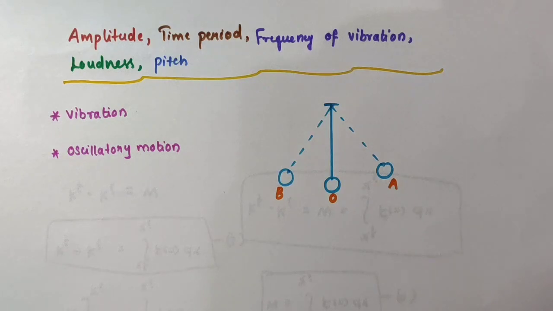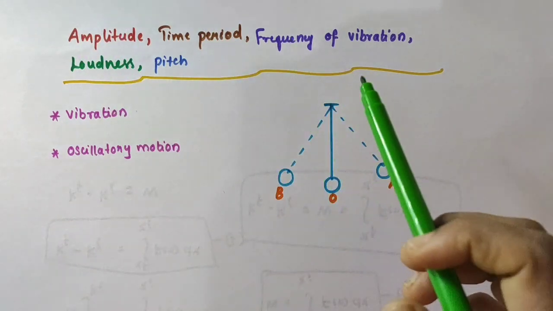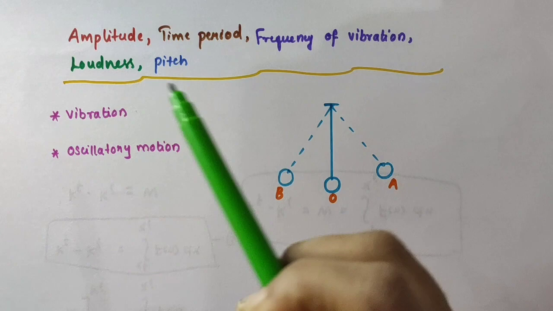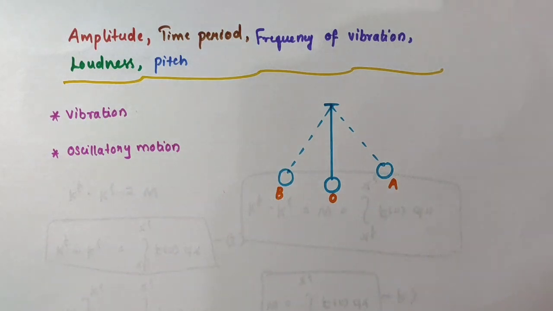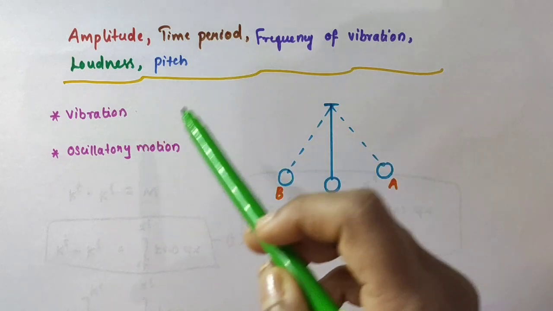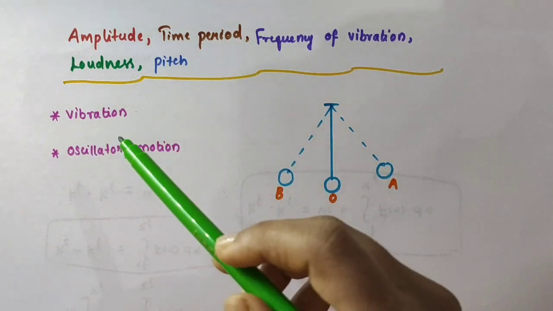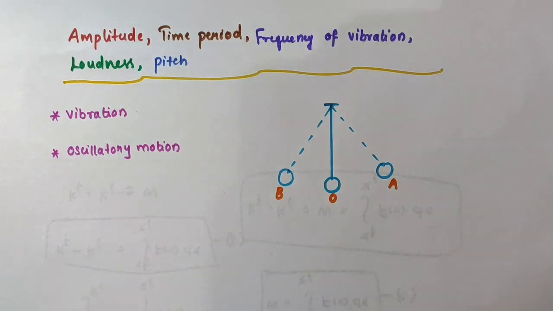Hello everyone. In this video, we will talk about the amplitude, time period, frequency of vibration, loudness and pitch of a sound. What do you mean by vibration? The to and fro motion of an object is called vibration. This is also called an oscillatory motion.